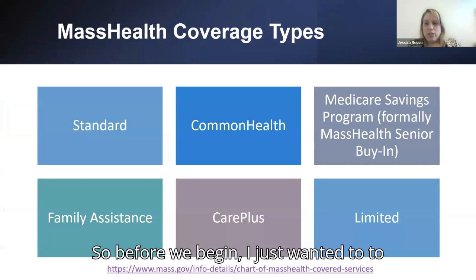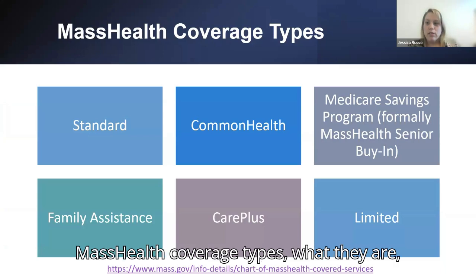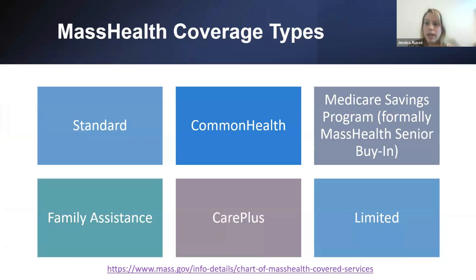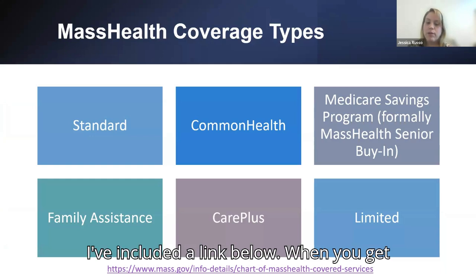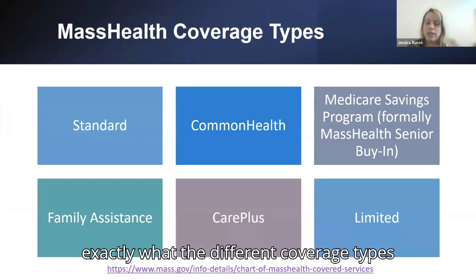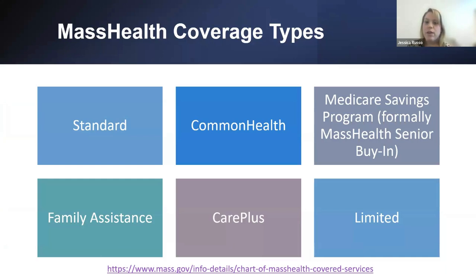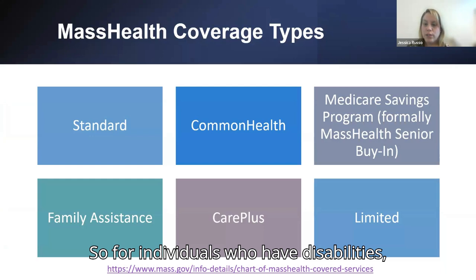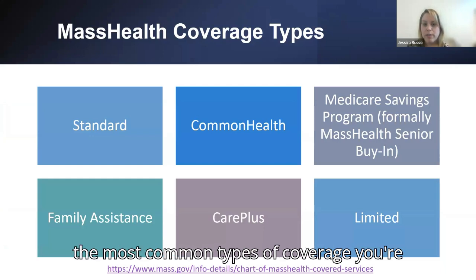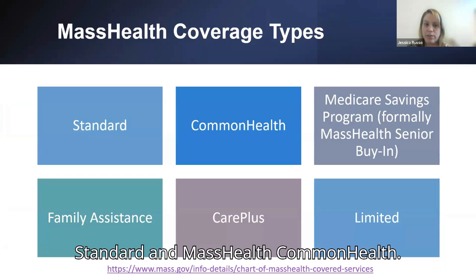So before we begin, I just wanted to provide an overview of the most common MassHealth coverage types, what they are, who is eligible, and then I've included a link below. When you get the PowerPoint, you can search. It's a chart of covered services. So it shows exactly what the different coverage types are and what they cover and what they don't cover and how they differ. So for individuals who have disabilities, the most common types of coverage you're going to see them have are MassHealth Standard and MassHealth CommonHealth.